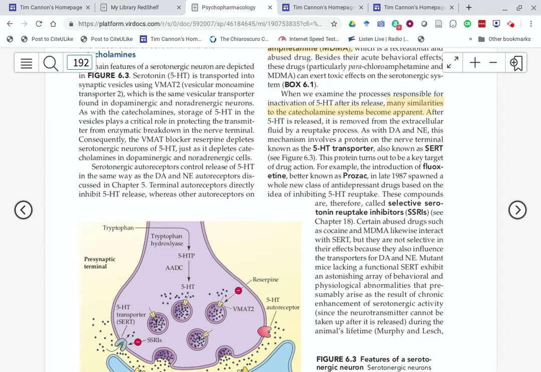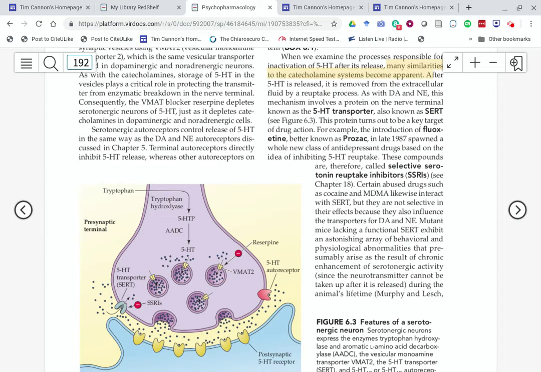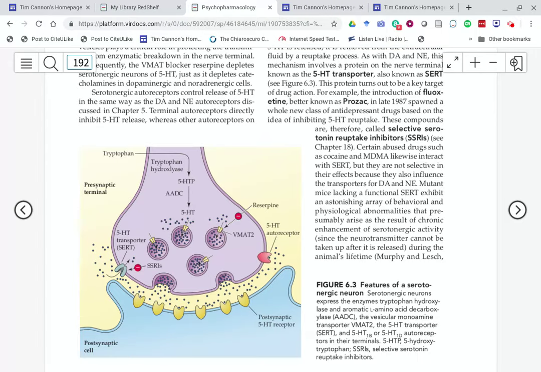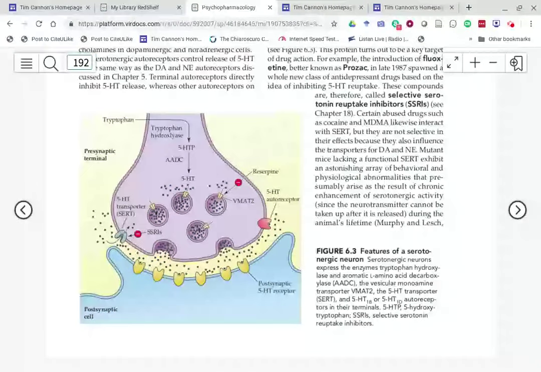Inactivation of serotonin, again, many similarities to catecholamines. You have serotonin transporters, SERT, fluoxetine, Prozac. We sort of alluded to that when we were looking at the blue cell and the purple cell. Cocaine and MDMA interact with SERT, but they are not selective. They affect both, also the catecholamines. And here we go with our knockout mice or mutant mice. I'm not sure that they need to be knockouts.